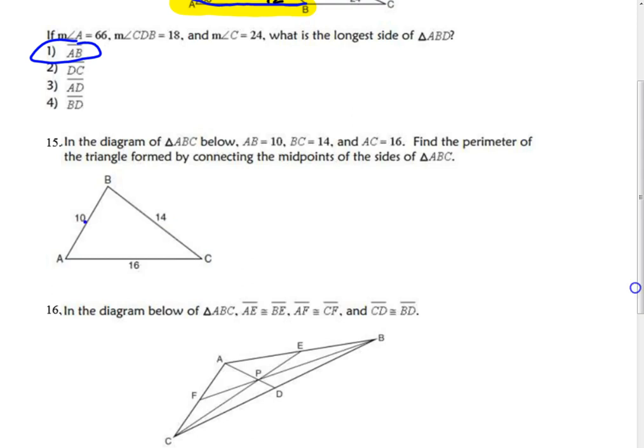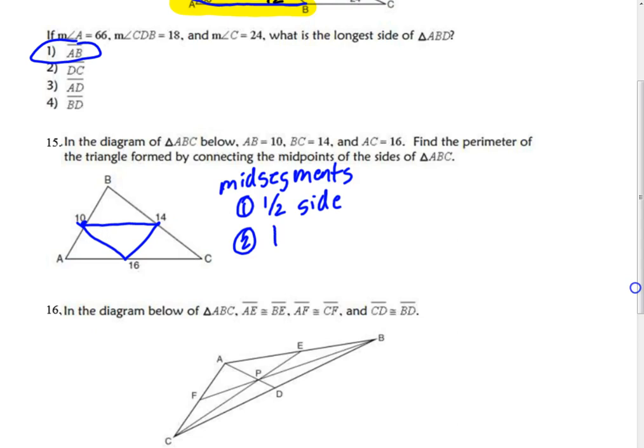Okay, so what is it called when we connect the midpoints? Do you know what that segment is called? Midsegment. Okay, good. So, midsegments. Two properties that we should think about with midsegments. Number one is it's half the side, and number two, it's parallel to the side. Those are the two things that are asked about. So it's half the length of the opposite side, and it is parallel to the opposite side.